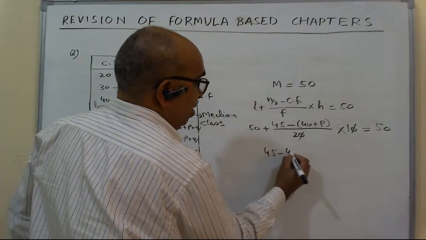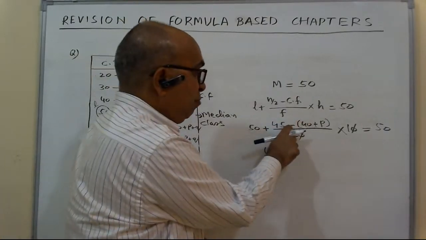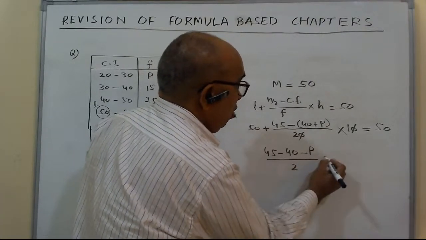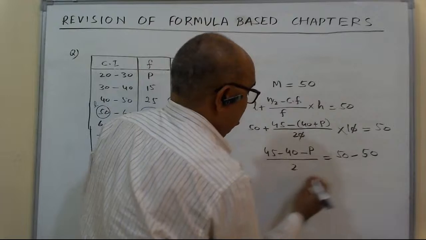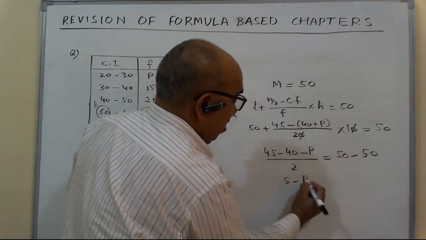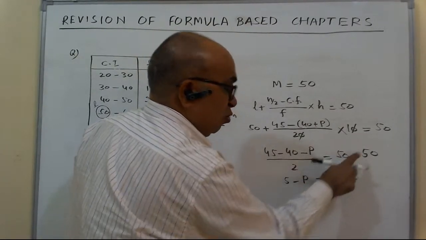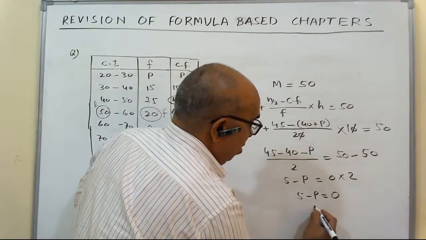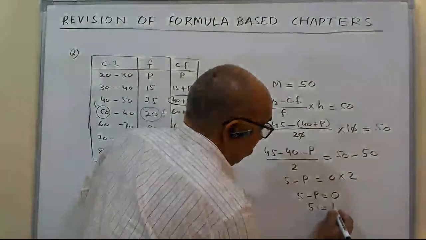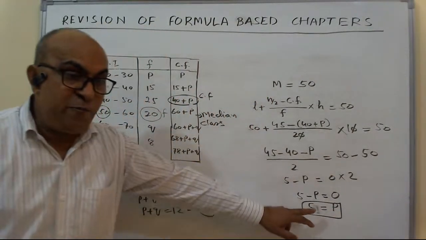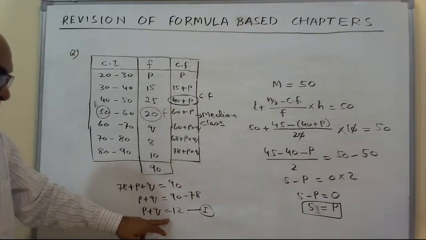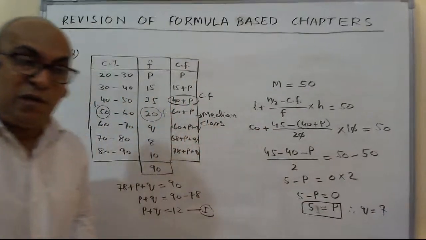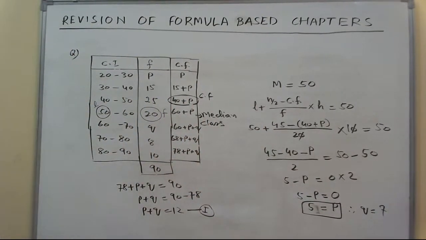So 45 minus 40, and minus into plus is minus P, by 2 equal to 50 minus 50. So 5 minus P equal to 0 into this 2. Then 5 minus P equal to 0, then 5 equal to P. When you substitute the value of P, P is 5, then Q will be 7. Therefore Q equal to 7 because P plus Q is 12. So this is from chapter 12.